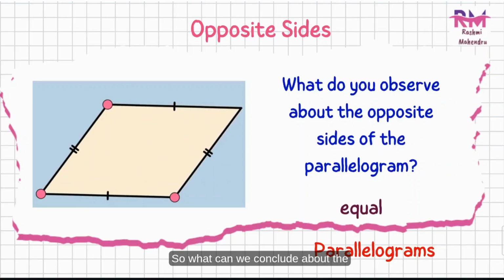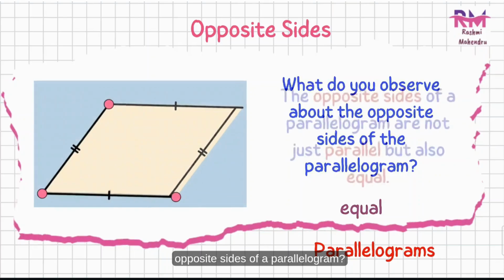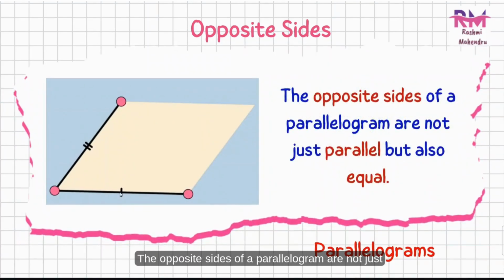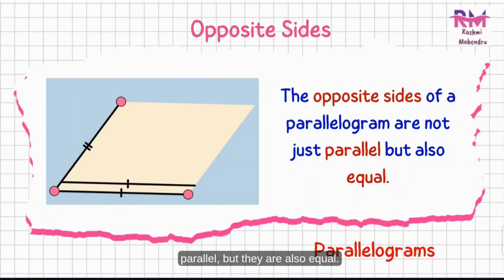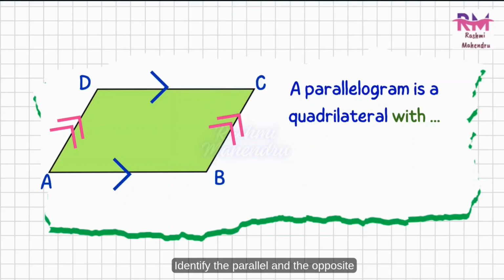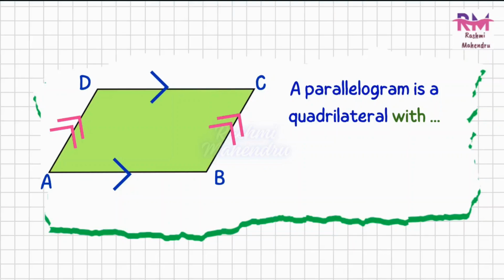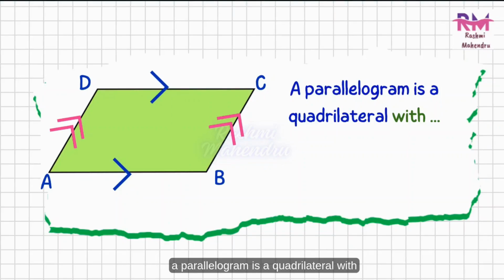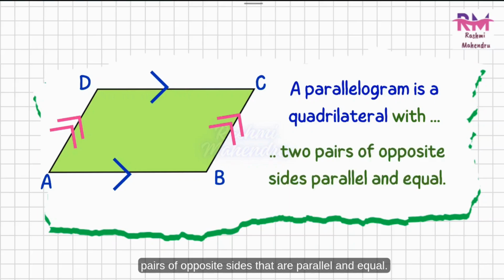So, what can we conclude about the opposite sides of a parallelogram? The opposite sides of a parallelogram are not just parallel, but they are also equal. It is this combination of parallelism and equality that helps us recognize and classify parallelograms with confidence. Identify the parallel and the opposite sides and complete the statement. So, a parallelogram is a quadrilateral with two pairs of opposite sides that are parallel and equal.